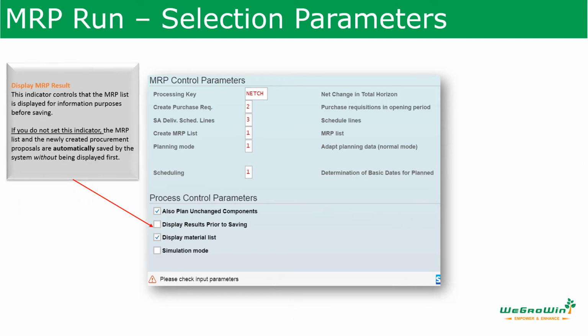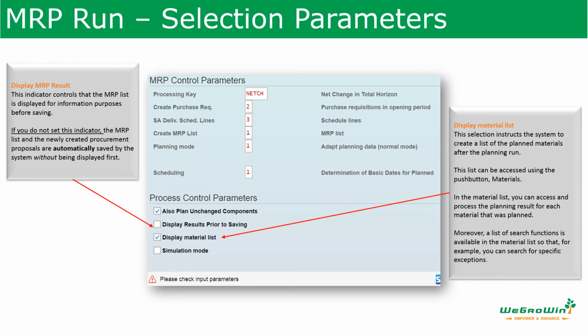Also, there is a display planning results prior to saving. For example, I want to see the MRP results before I want it to be saved, because there is an option. I don't want to save the MRP because the results are not the right way, because I want to change some parameters, then I want to save it. There is an option.